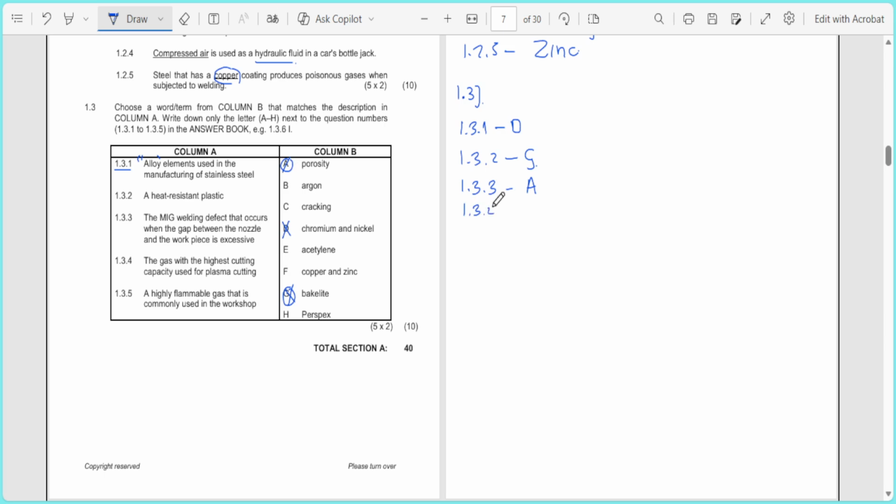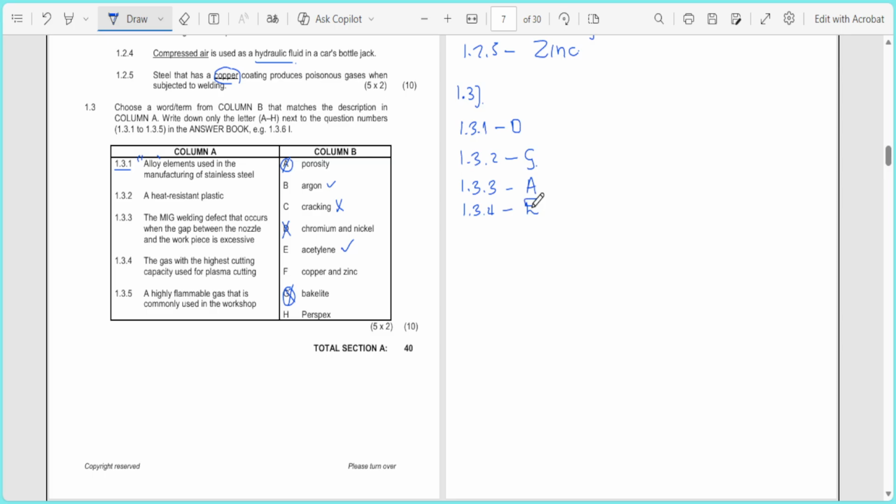Then 1.3.4, the gas with the highest cutting capacity used for plasma cutting. Argon is a gas. This is not a gas. E is also a gas. So we have two options, B and E. Between the two, which one is the correct one? I would argue that E is actually the correct answer here.